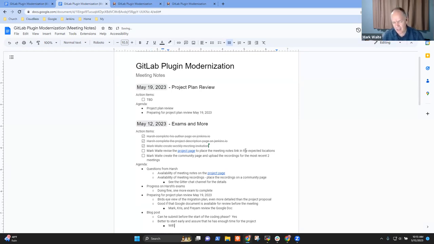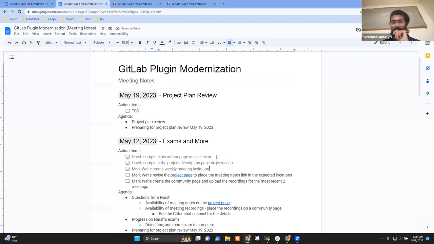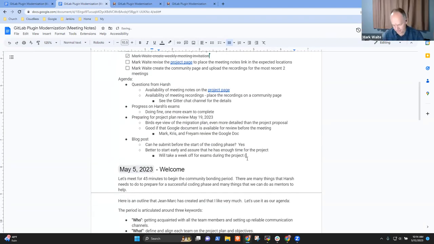And for your exams, if I remember, that's at least a week. You had outlined that in the project proposal already. So it will take a week off for exams, and that was during the summertime, during the project. Yeah, coding phase one, July 6th to around 13th, I think. I don't really remember the date. You have to refer to the project proposal for that. Right. So roughly, that's more than fine. Just telling each other. Good. Okay.